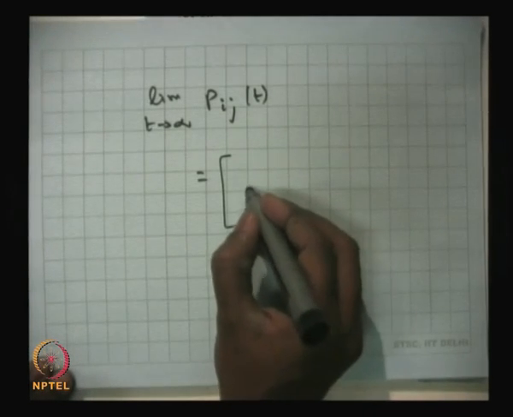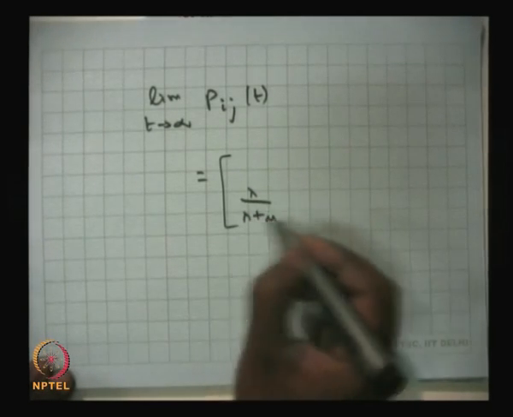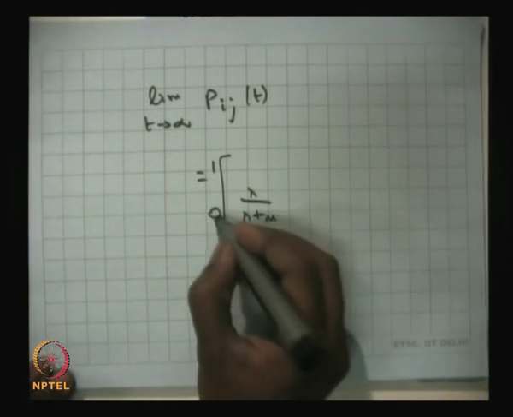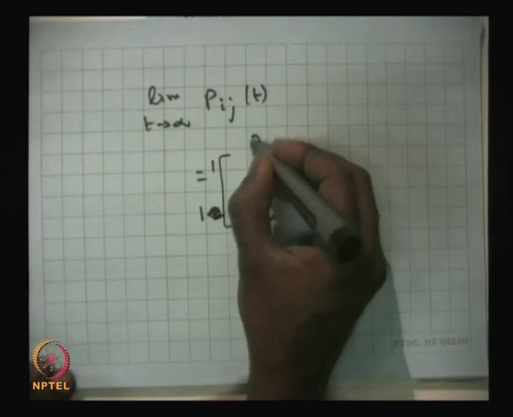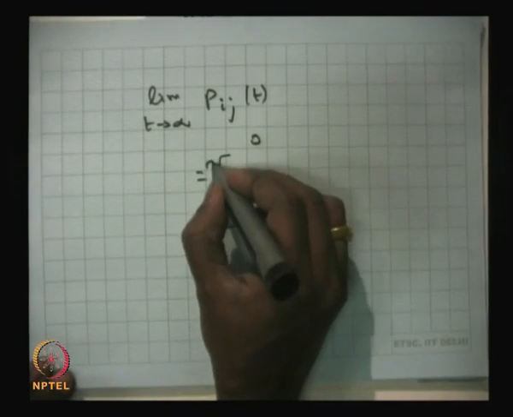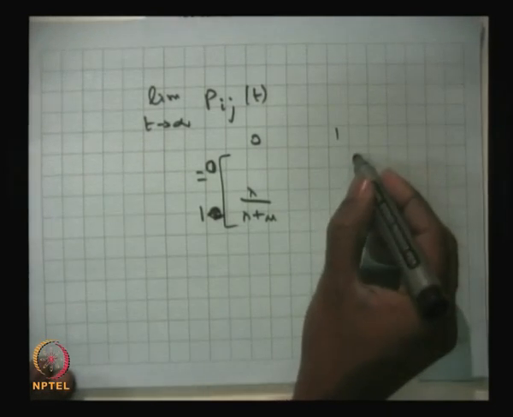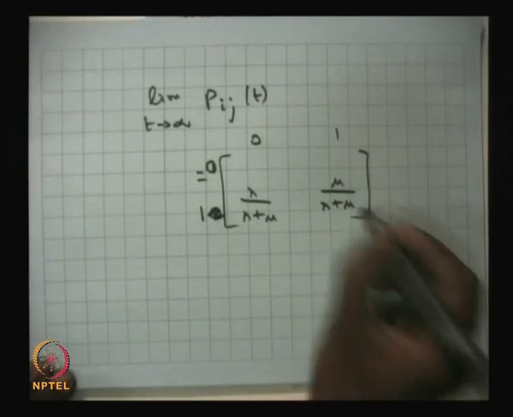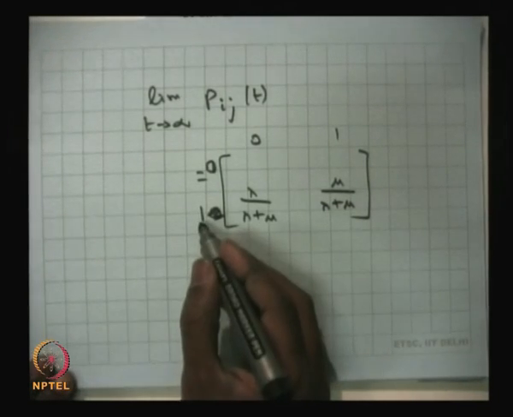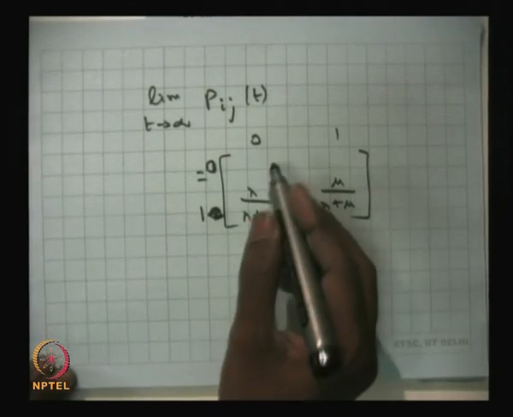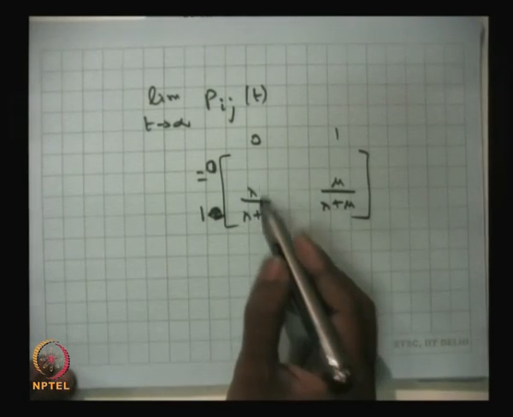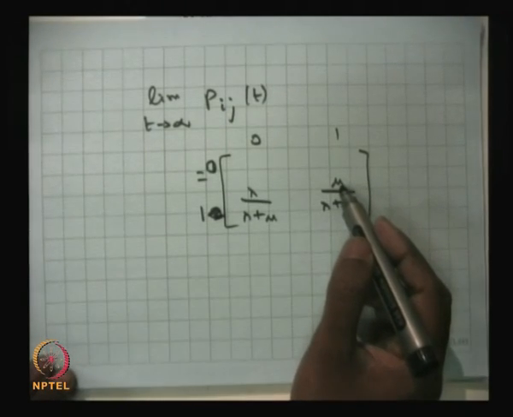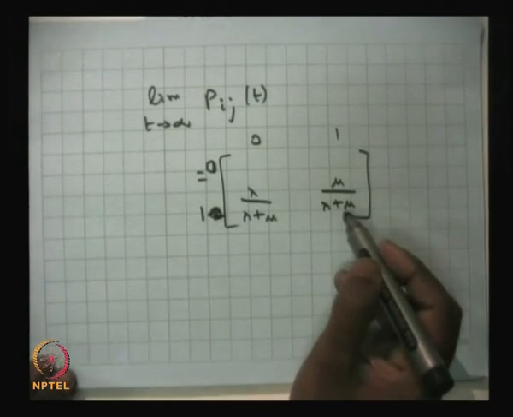Therefore, that is equal to lambda divided by lambda plus mu, and this is equal to mu divided by lambda plus mu. So, if the system starts from state 1 at t tends to infinity, the system will be in state 0 with probability lambda divided by lambda plus mu, and the system will be in state 1 with probability mu divided by lambda plus mu.